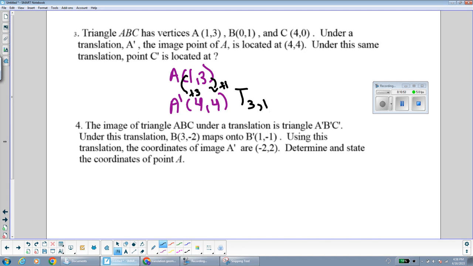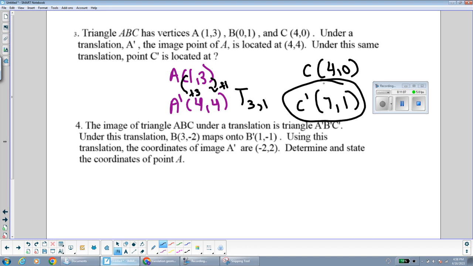Now that we know the translation, we can apply it to point C. Point C was 4, 0. If we add 3 to its x coordinate, that's 7. And adding 1 to its y coordinate, that's 1. And there we have it.